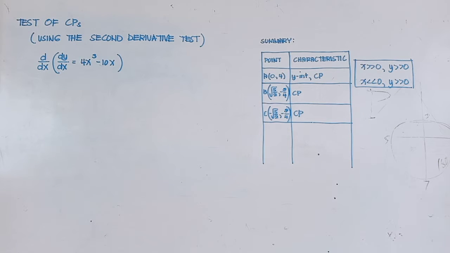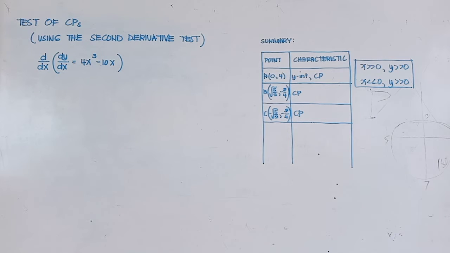Now, after knowing our critical points, identifying both the x and the y coordinates, we're ready to test them, because identifying a point to be a critical point is not enough to determine its entire characteristic. We need to identify whether it is a local minimum or a local maximum using the second derivative test.